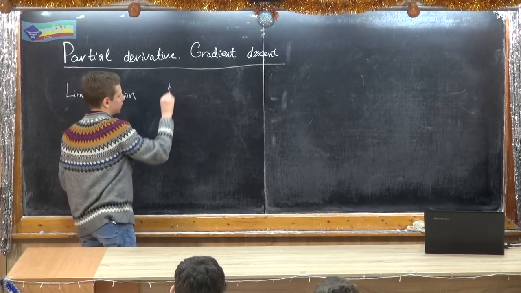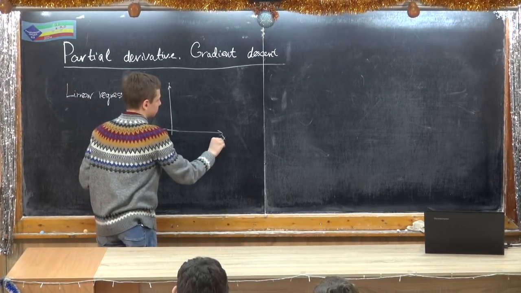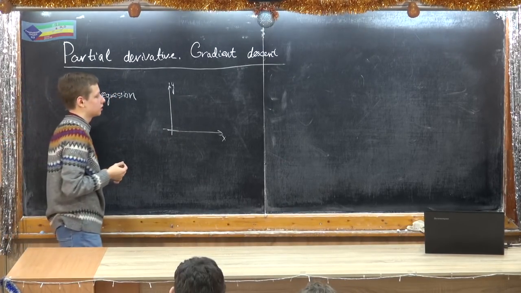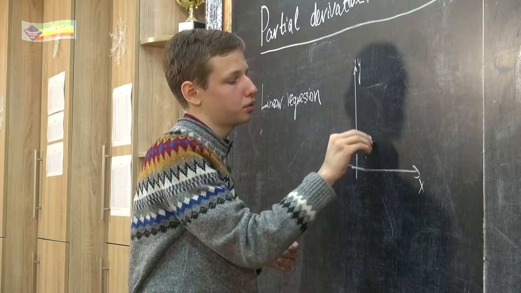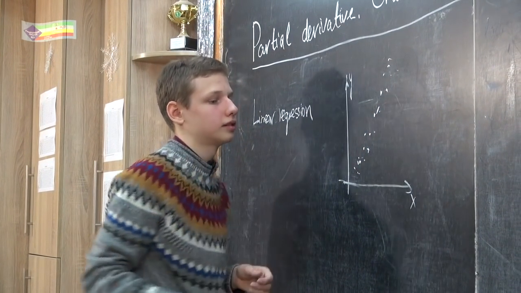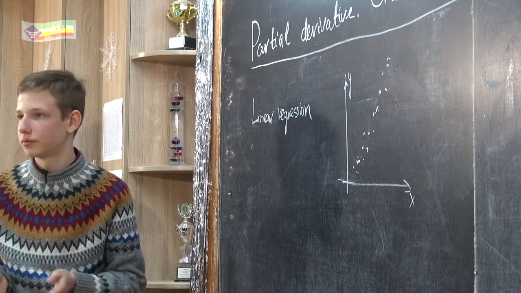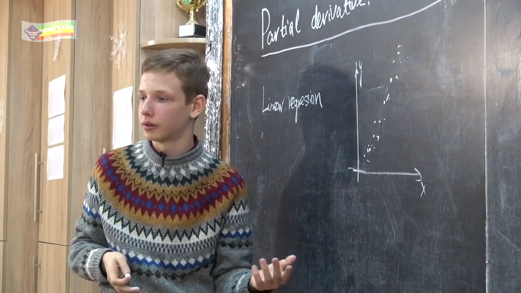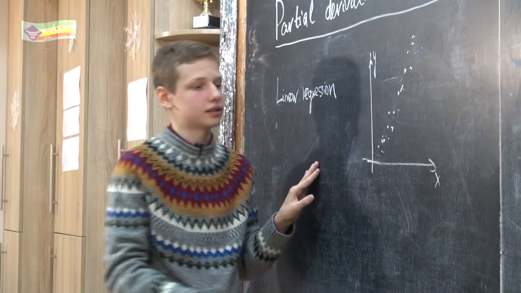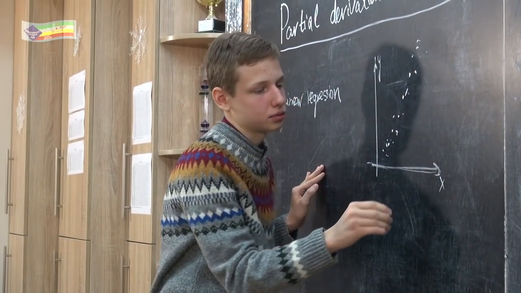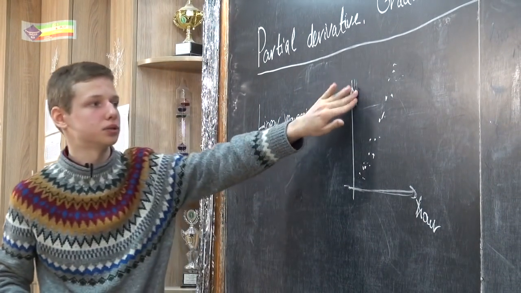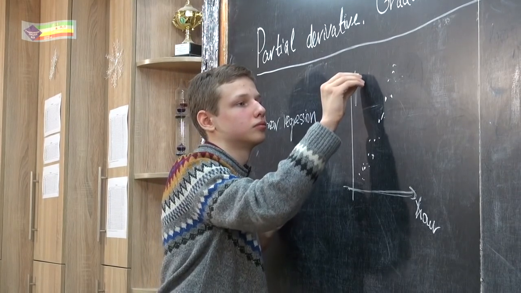When scientists make their experiments, they usually have some data points. For example, if you observe the temperature of the ground depending on the hour, in that case this x-axis will be your hour, and the y-axis will be the temperature of the ground.